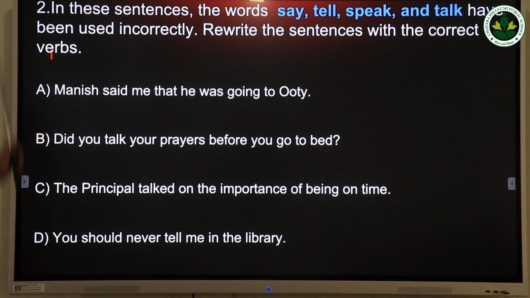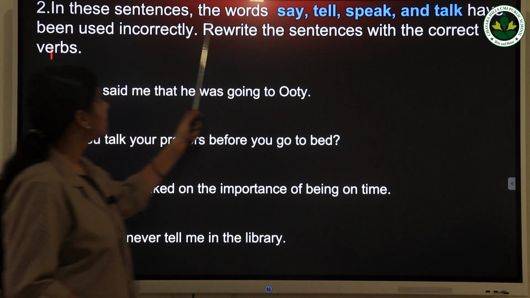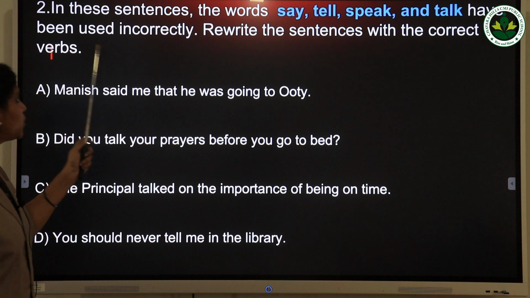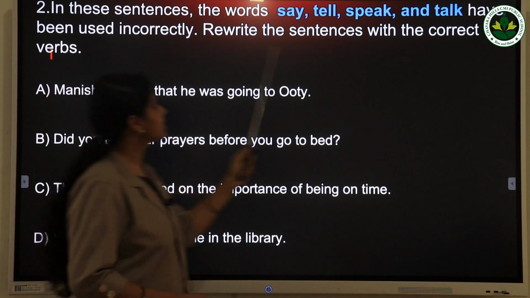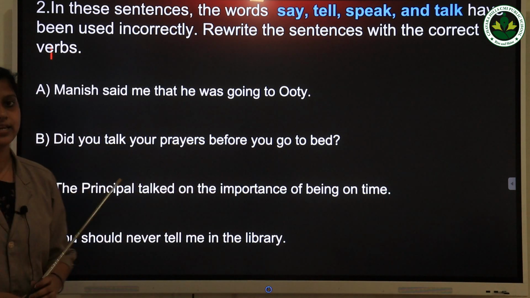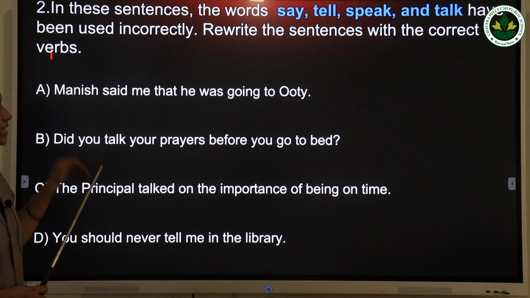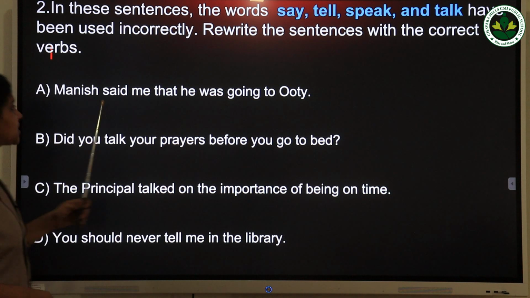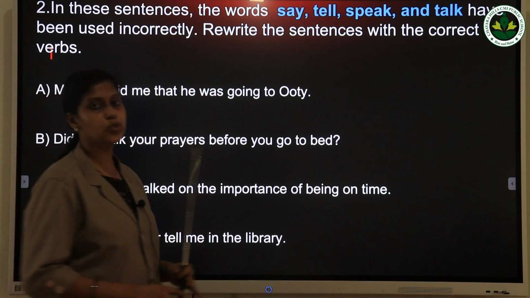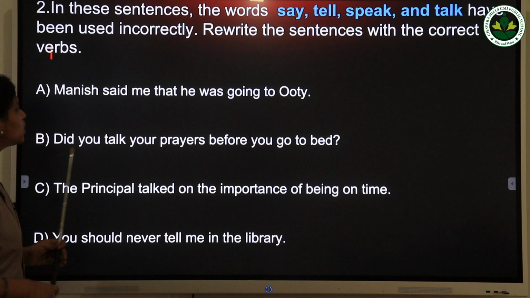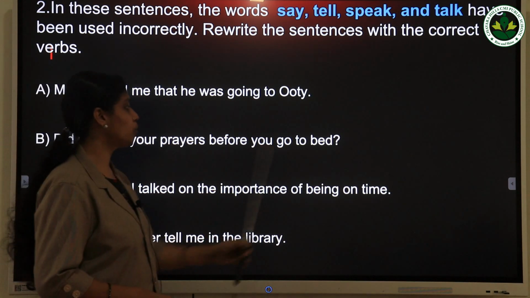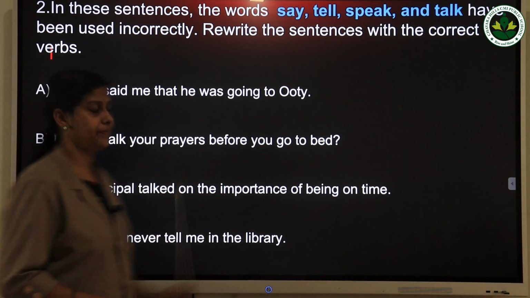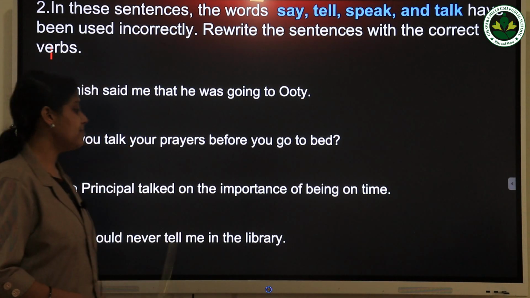Second activity. In the sentences, the words say, tell, speak and talk have been used incorrectly. Rewrite the sentences with the correct verbs. Okay, first one, Manish said me that he was going to Ooty. Second one, did you talk your prayers before you go to bed? Third one, the principal talked on the importance of being on time. Next one, you should never tell me in the library.